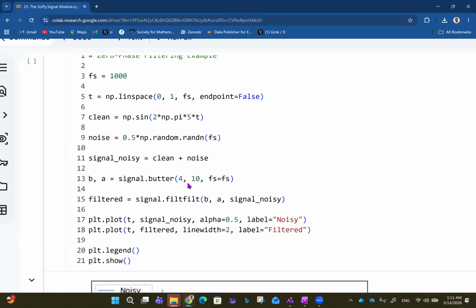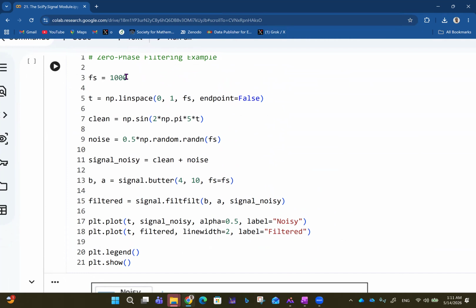So here, imagine Fs is 1000. That's the sampling frequency. t is from 0 to 1 in 1000 steps, 1000 divisions. Then the clean signal is sine 2 pi 5t, and the noise is random with 0.5 scale. So noise is randomness, right? The noisy signal is now the clean signal plus the noise. Then you now apply the b, a from signal.butter 5, 10, and then the filtered signal will now be signal.filtfilt of b, a for this noisy signal.